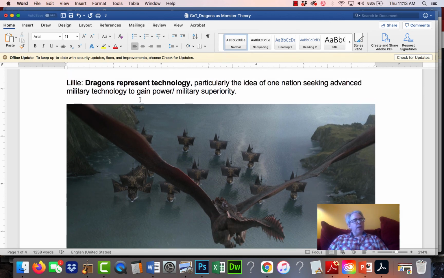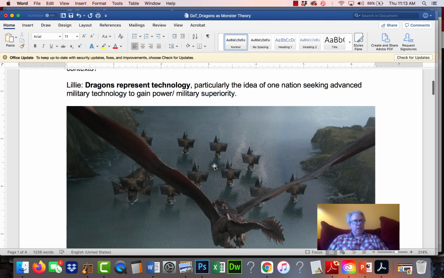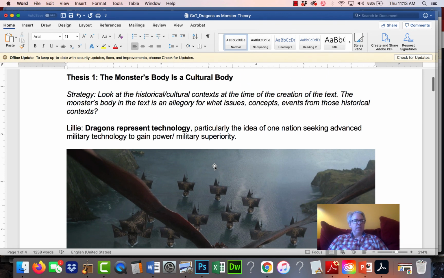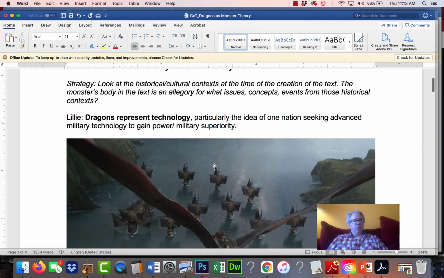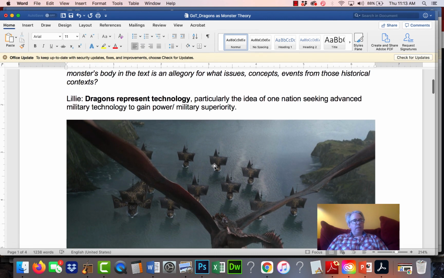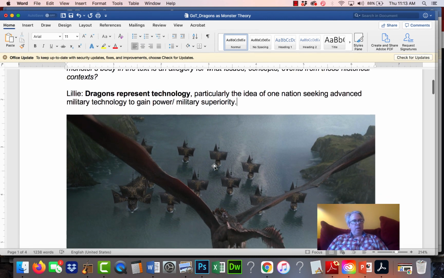So certainly the dragons can represent other things, flying technologies, certain things. But I definitely think a strong argument to make for this thesis is that their bodies, the dragons, certainly in the actual narrative of Game of Thrones, are an amazing military might, a military technology. And so if we're thinking about what they represent in our culture and the culture of the writers and directors, it's easy to make that argument as well.